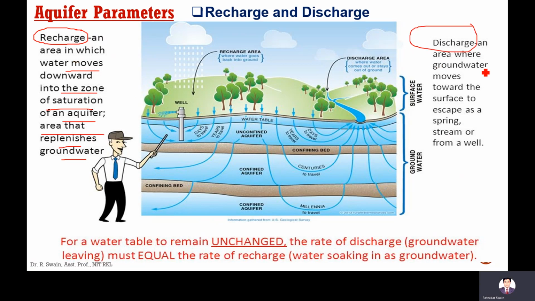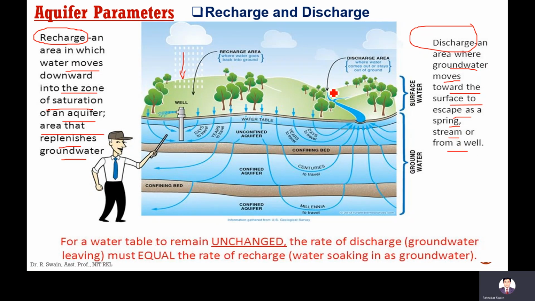Discharge means the process in which the water is leaving from the groundwater table and joins the streams. Discharge is an area where groundwater moves towards the surface to escape as a spring, stream, or from a well. You can see here when rainfall occurs, the runoff water joins this groundwater table through the soil mass. So this area you can say is the recharge area.